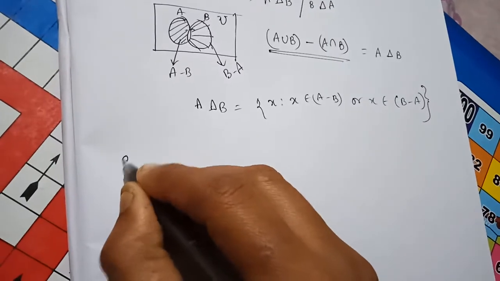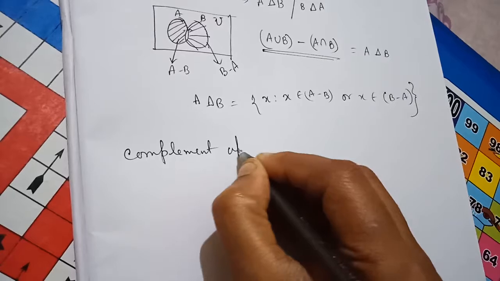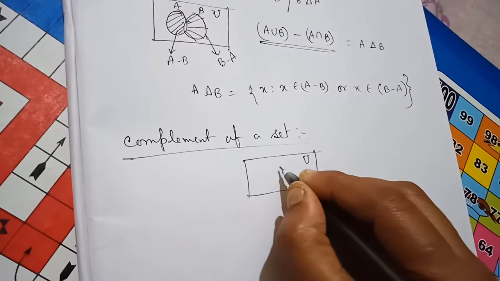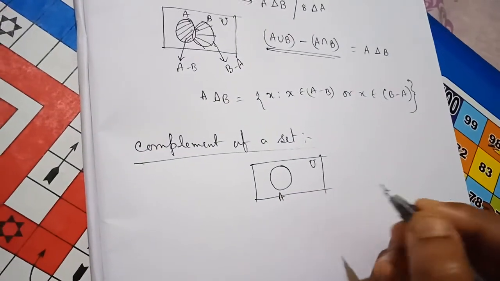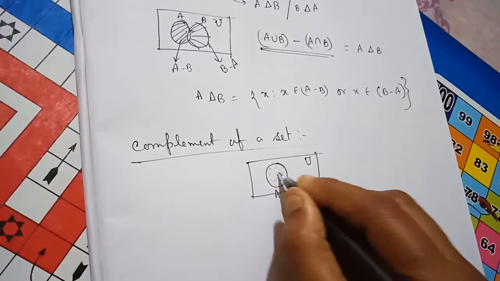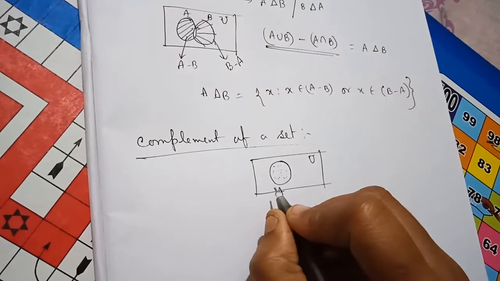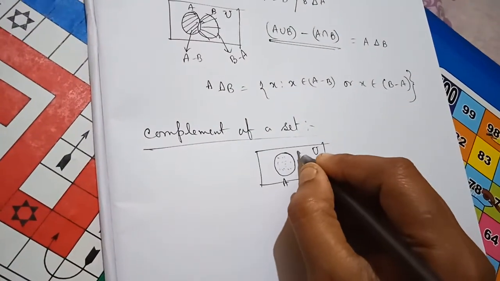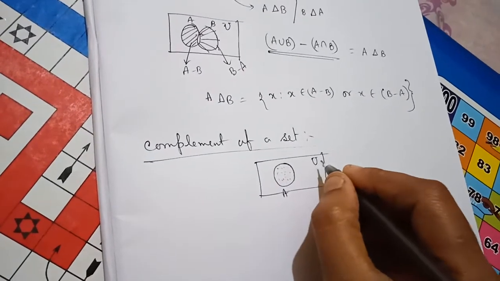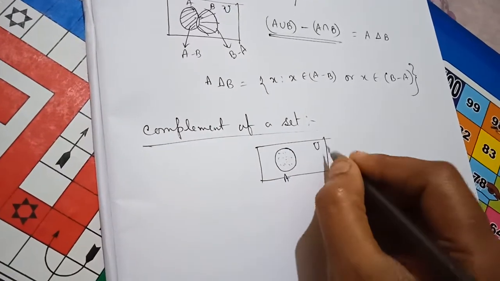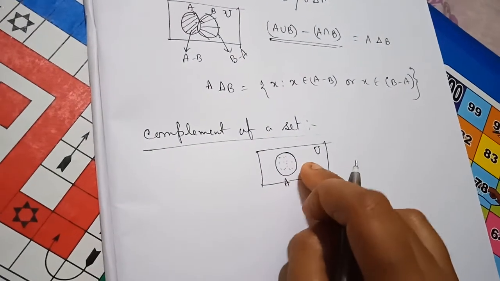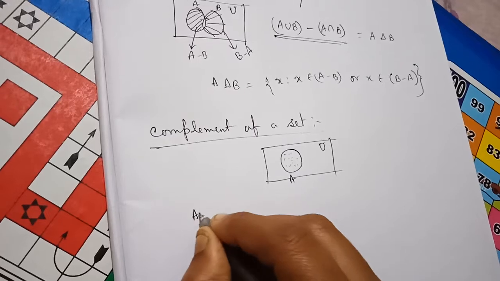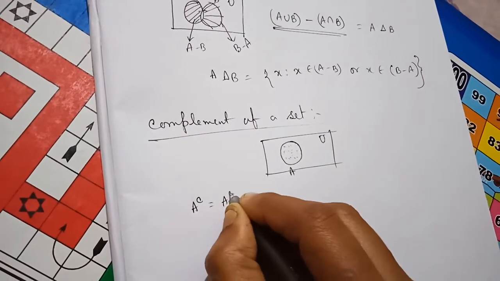Our next topic is complement of a set. For this, again I am drawing a rough sketch of the Venn diagram U. Suppose this is a set A. Then the set of all those elements which don't belong to the set A is the complement of A. That means inside the universal set but outside of A. From the figure, the part except this circular part is the complement of the set A.